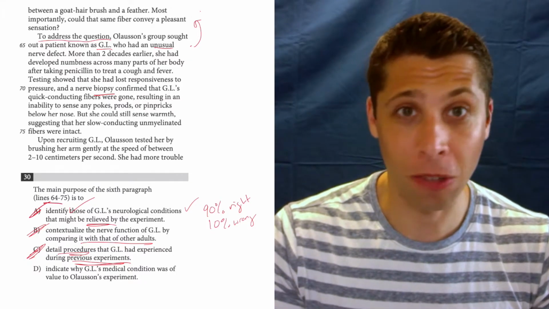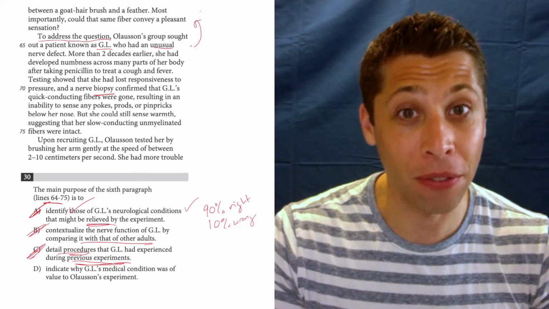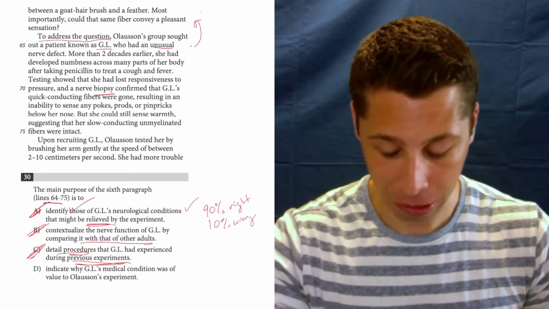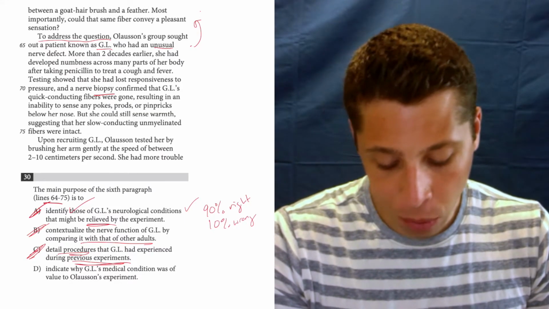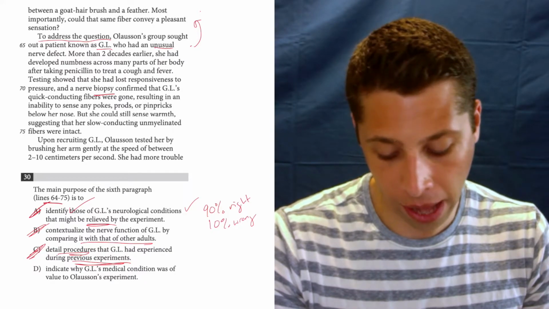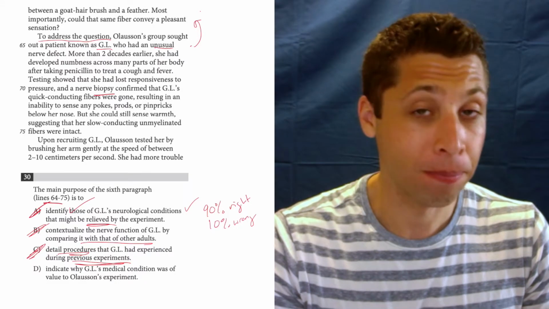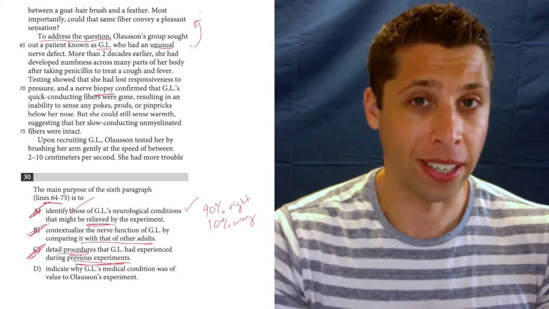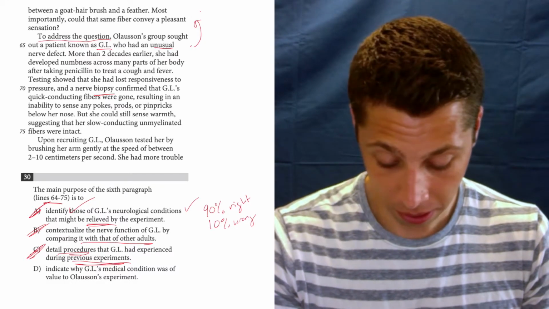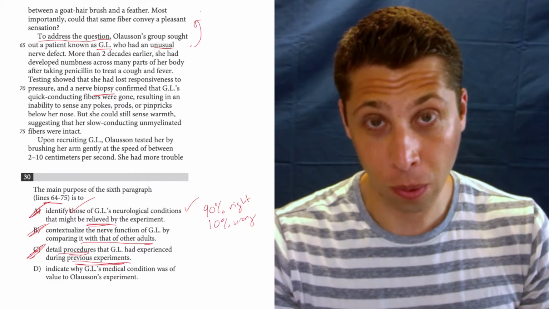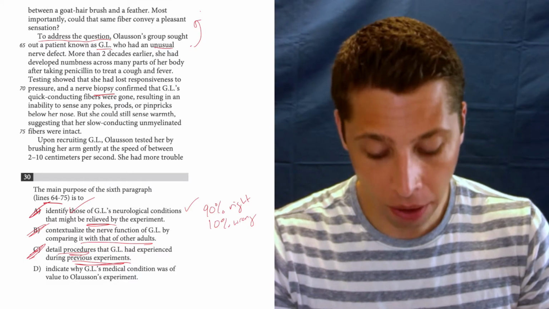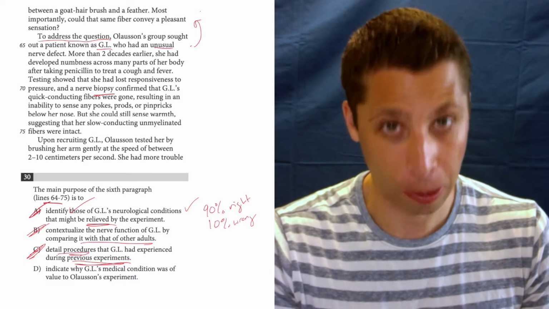And so that leaves us with D, which hopefully is right. We wouldn't want to just pick it. Part of process of elimination is being fair to all the choices and making sure we apply the same process to all of them. So let's look at D. Indicate why GL's medical condition was of value to Olison's experiment. Well, one thing that we can do sometimes with choices if we want to test them is we can turn them into questions. So let's turn this into a question. Why was GL's medical condition of value to Olison's experiment?